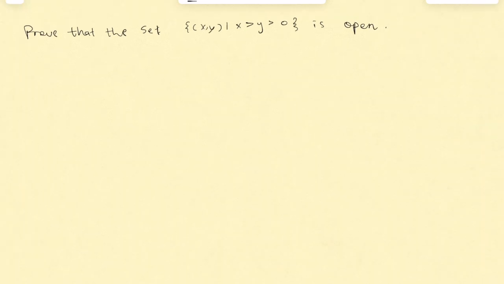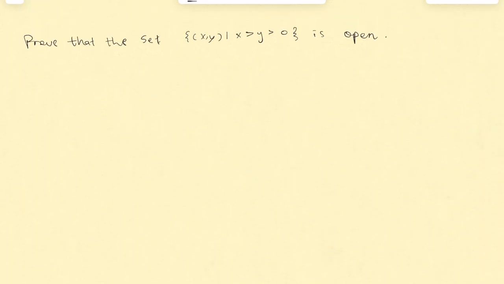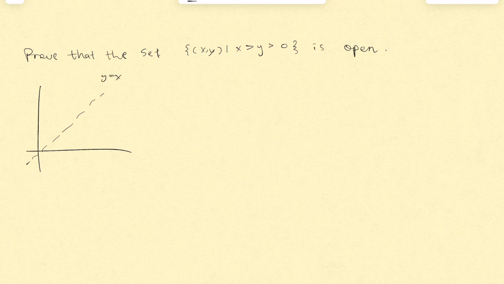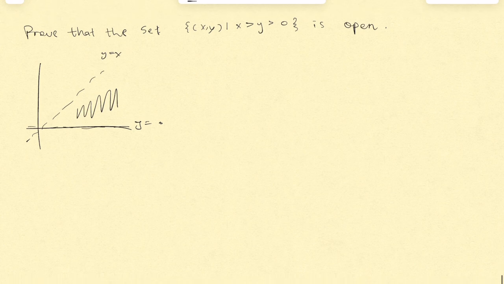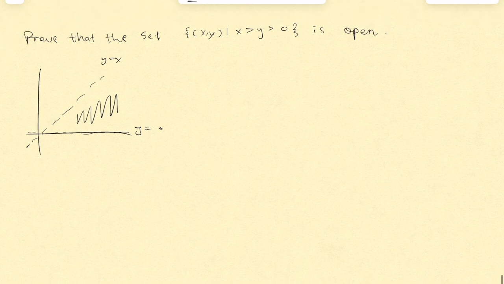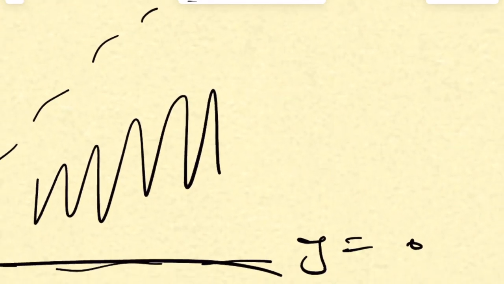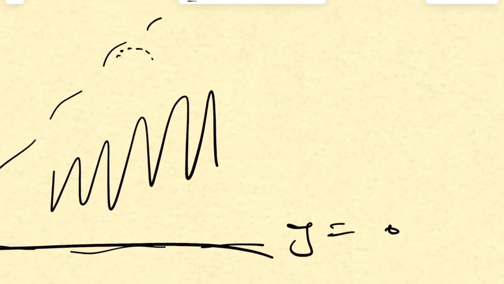The problem asks us to prove that the set of points (x, y) in the R2 plane, where x is larger than y and y is larger than 0, is open. This is basically the set bounded by a functional upper bound, y equals x, and a functional lower bound, y equals 0. Now, intuitively speaking, this must be open, right? Because it doesn't contain this boundary. But we have to be very rigorous here, in the sense that we have to prove that for any arbitrary point chosen inside this region, there exists an open ball that is entirely contained within this region.